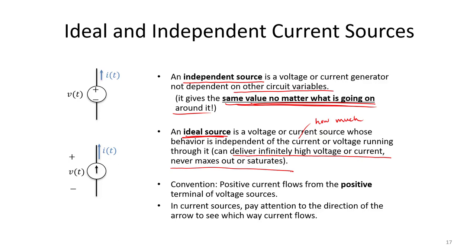One other thing to note about sources, typically we assume positive current flows out from the positive terminal of the voltage source. And again, that's because current is flow of positive charge, so current wants to flow from positive back to negative. And then, of course, with a current source, the direction of the arrow specifies what way the current will flow.